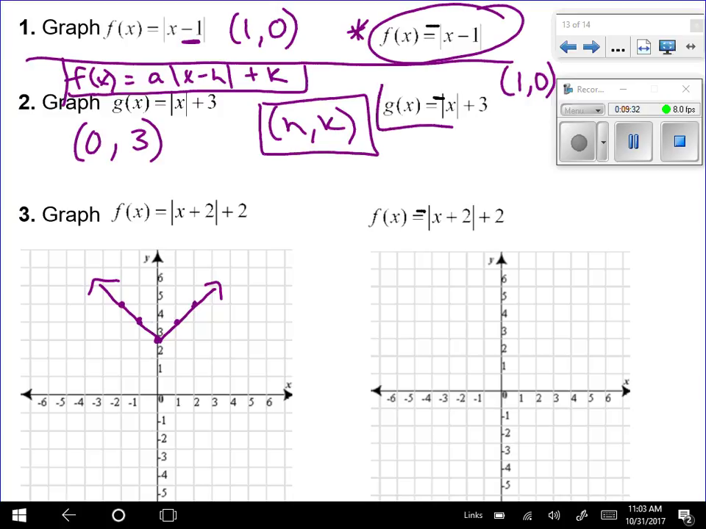So let's look at this one. Now it's the same thing but with a negative. So our vertex is still going to be, our h is still 0, our k is still 3. But this time, we have a negative out in front, so now we're heading down.